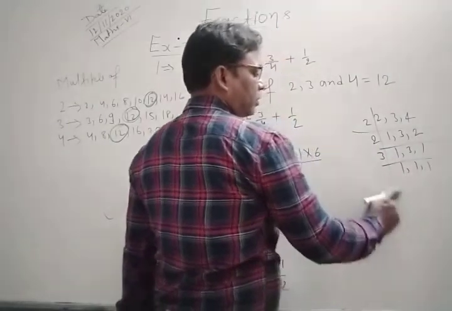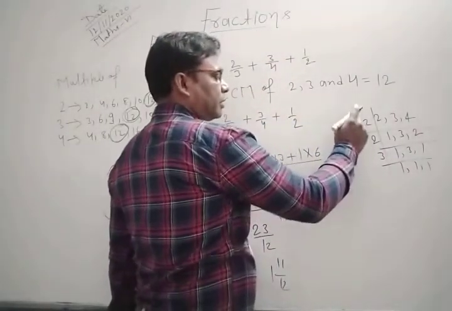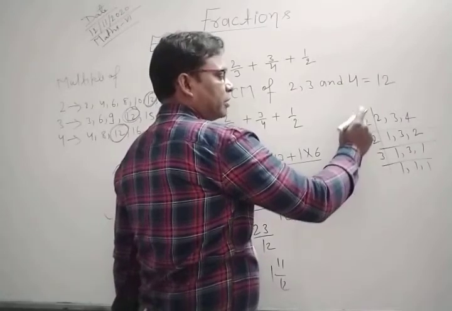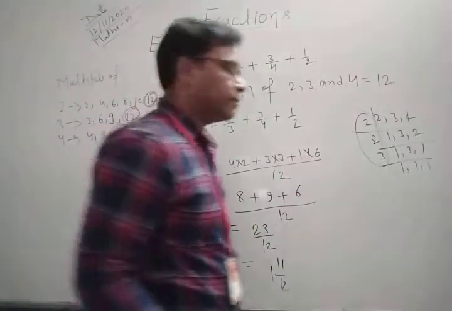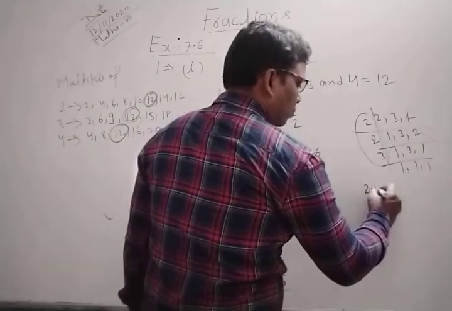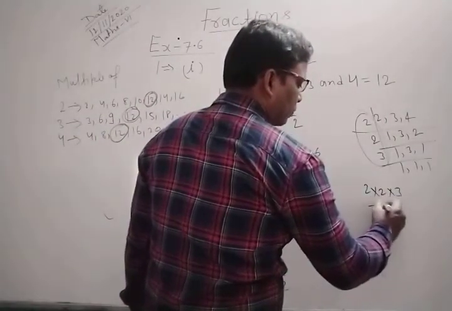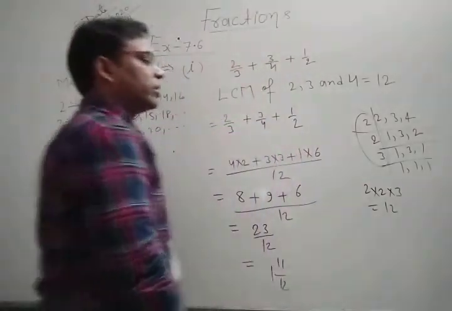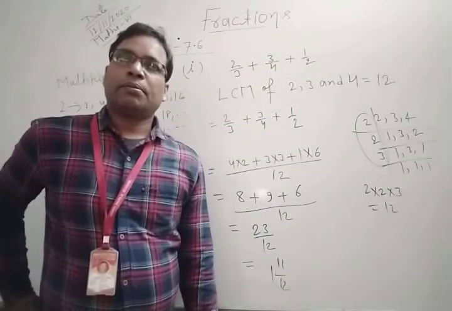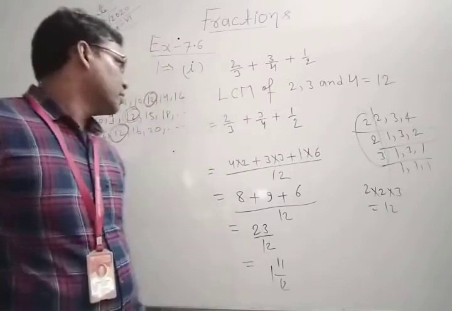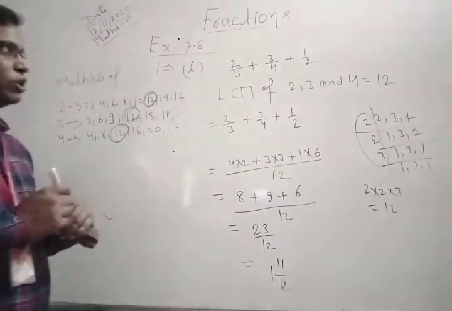So the LCM is the product of these divisors. So 2 into 2 into 3. LCM is equal to 2 into 2 into 3. This is equal to 12. So you can find the LCM this way, and you can also find the LCM by the prime factorization method. I hope all of you understood these questions.